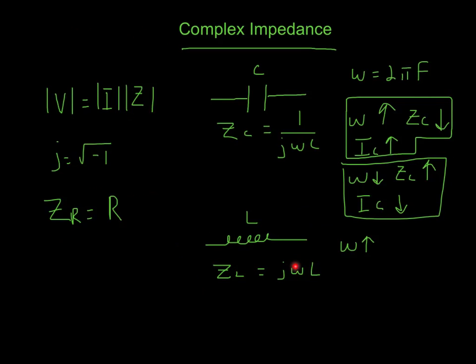All right, so as omega goes up, ZL also goes up, and that would mean that I would be going down. And then as omega goes down, ZL goes down, and so that would mean IL, we'll just throw in an L there, IL is going up. All right, let's box those and then take a look at those.